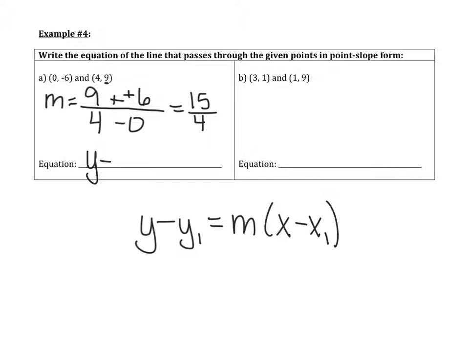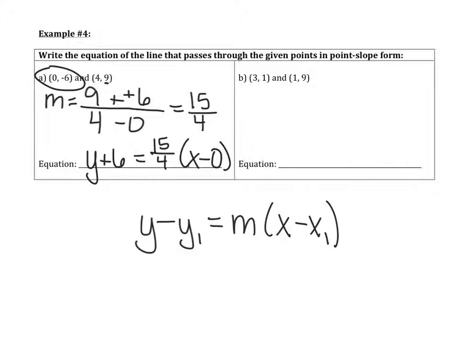Y minus the y coordinate, so let's use this point first. Y minus the y coordinate, which is -6, so that would change to +6, equals m, 15 over 4, times x minus 0. And again, you don't really need to write that x minus 0, and it doesn't matter if you do or you don't. That would be my first answer.